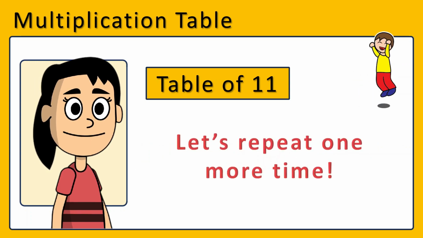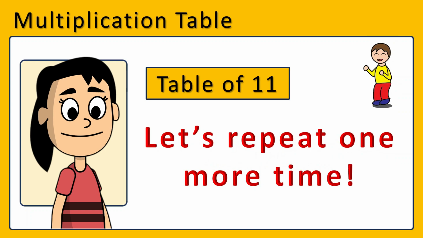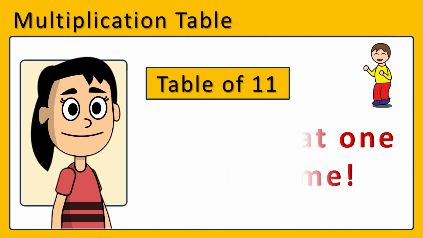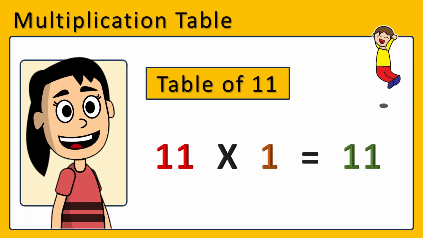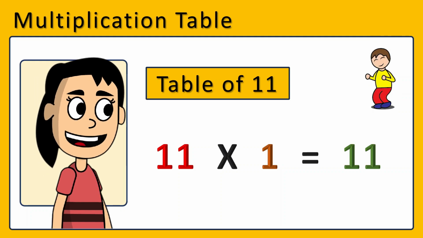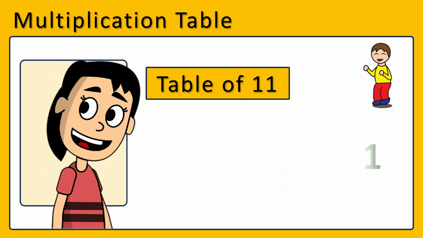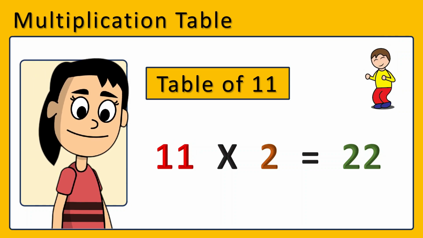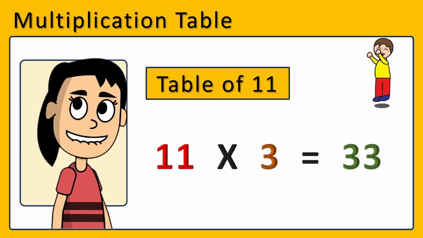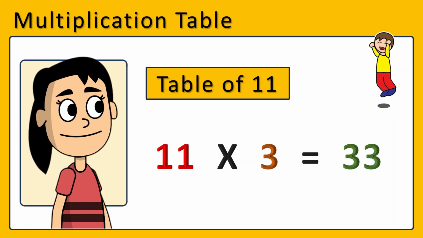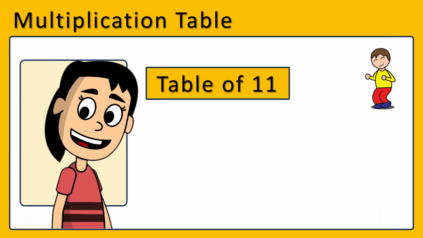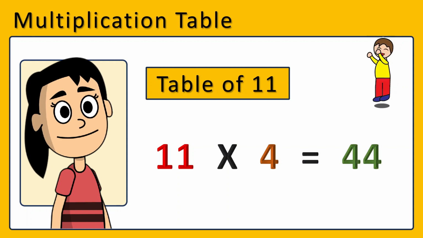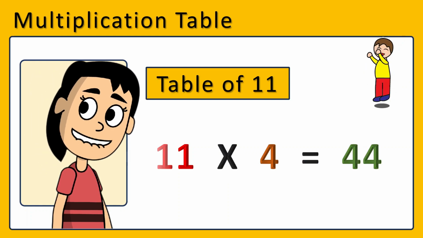So kids, let's repeat it one more time. 11 1 is 11. 11 twos are 22. 11 threes are 33. 11 fours are 44.